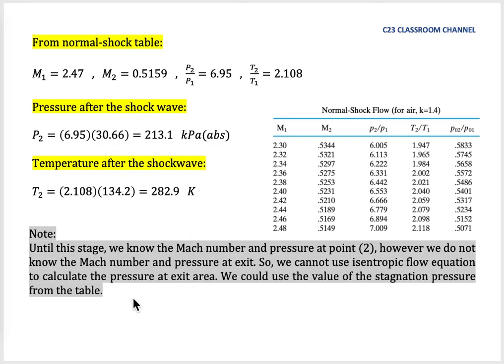Until this stage, we know the Mach number and pressure at point number 2. However, we do not know the Mach number and pressure at the exit. So we cannot use the isentropic flow equation to calculate the pressure at the exit area. We could use the value of the stagnation pressure from the table. So in this question, I would like to show you how to use the column of P02 over P01 here.